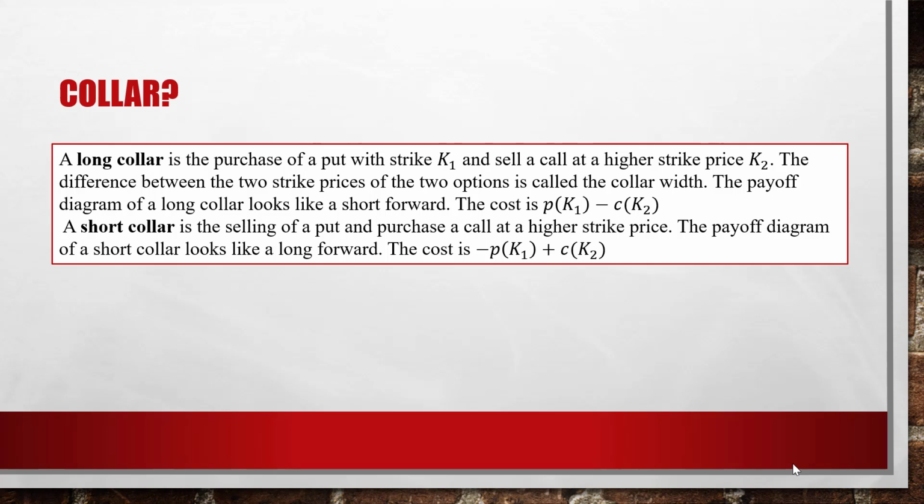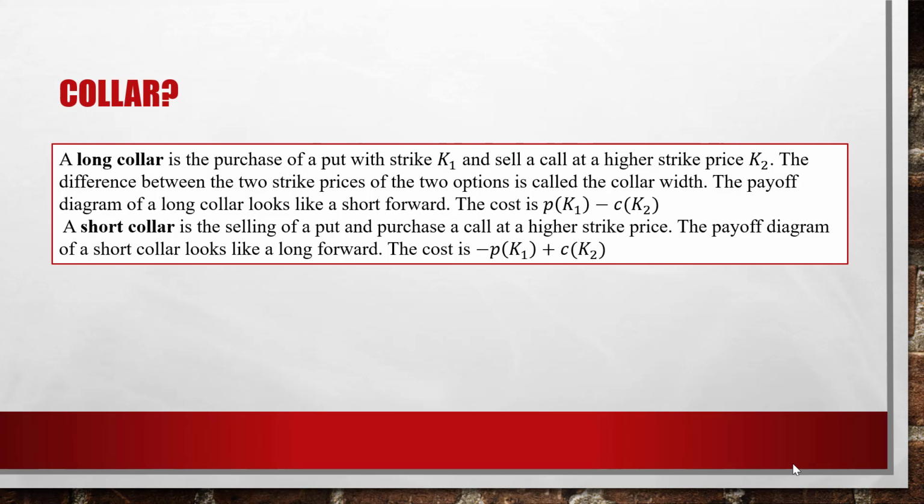A long collar is the purchase of a put with strike K1 and the sale of a call at a higher strike price K2. The difference between the two strike prices of the two options is called the collar width. The payoff diagram of the long collar looks like a short forward. The cost of it is the put with strike K1 minus the call option with strike K2.